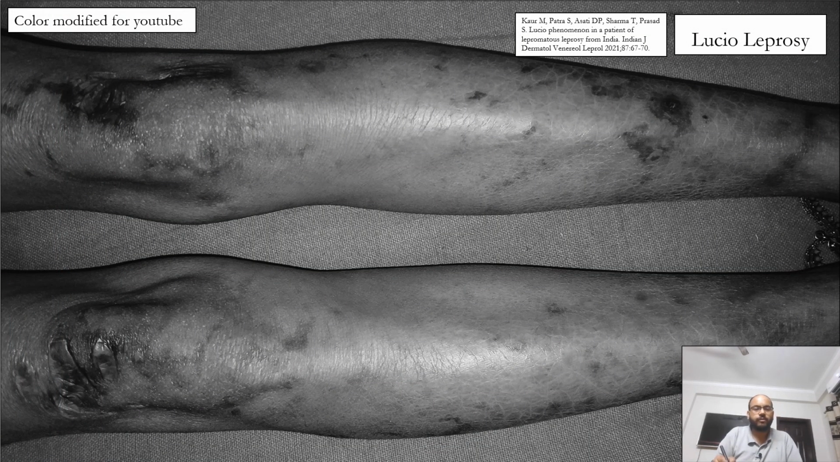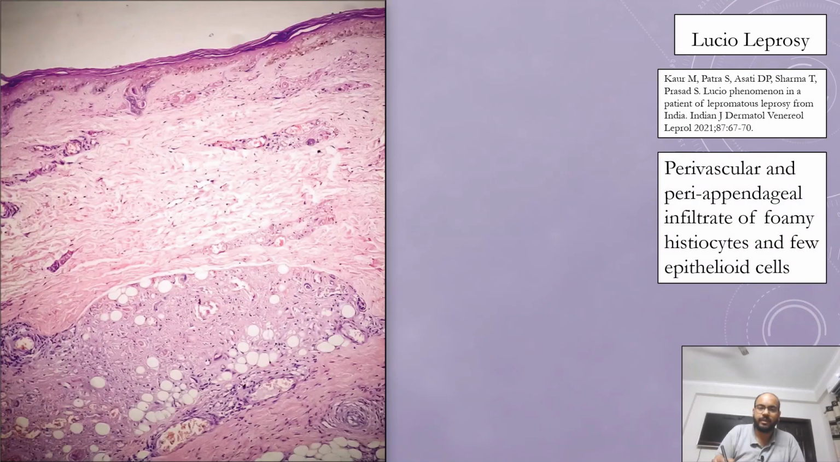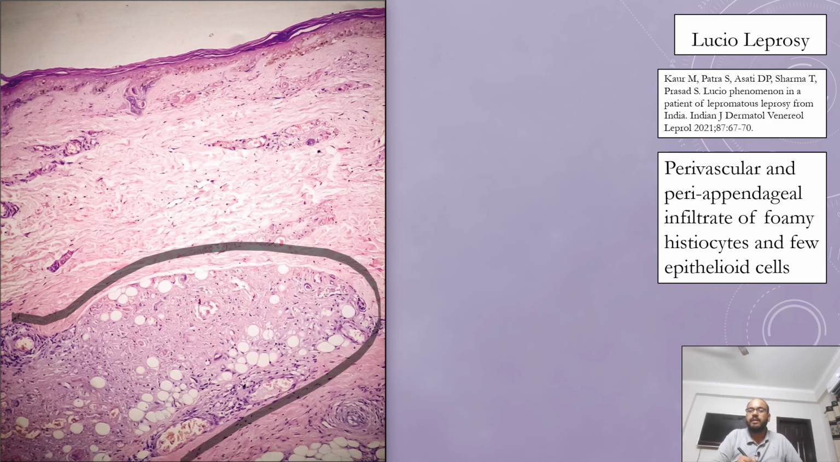So this is a clinical picture of Lucio leprosy, and you can see these ulcerations. Can you see this diffuse ulceration? So it's a non-nodular ulcerative variant of leprosy, Lucio leprosy. So in biopsy, all you see is perivascular. Why perivascular? Because vessels have to show thrombosis. So there is perivascular, periappendageal infiltrate of foamy histiocytes. Why foamy histiocytes? Because it's a variant of LL Hansen. There are few epithelioid cells. And if you look closely, the vessels are filled with thrombi. They are blocked by thrombi.